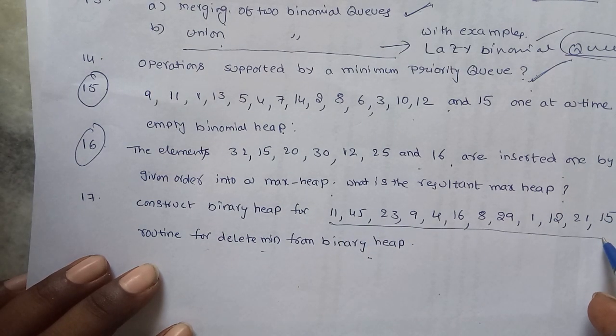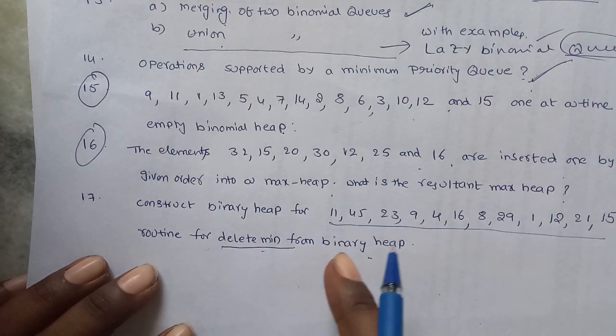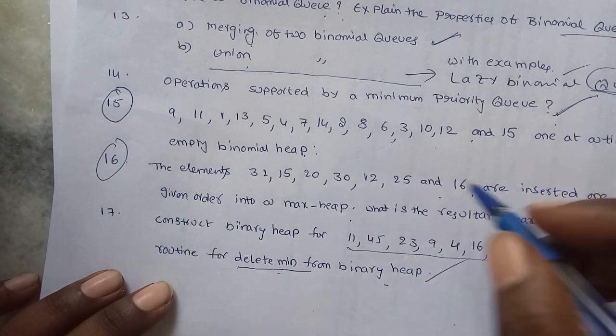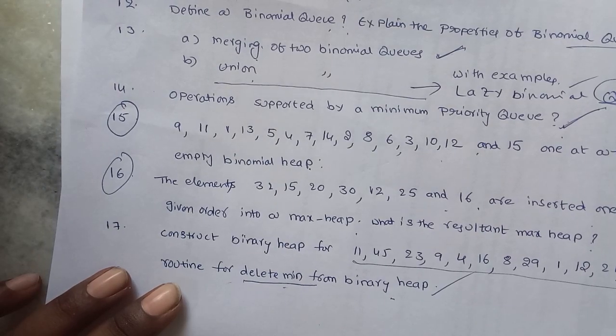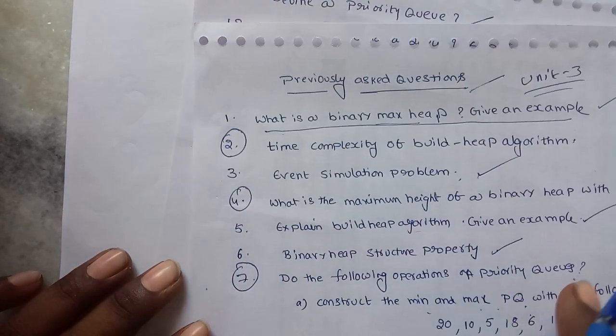And write the algorithm for delete minimum operation. We already know delete minimum operation. So in the previous video I explained one or two examples of min heap. Okay, these are the previous ones. Now step by step we will move to each one.